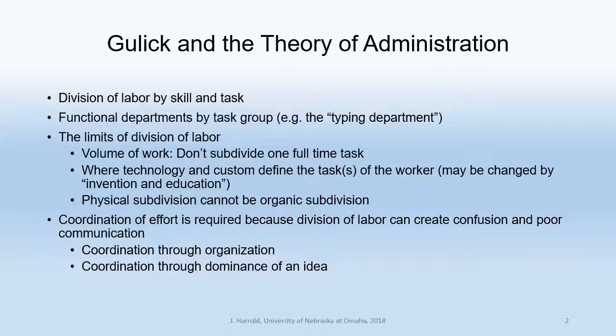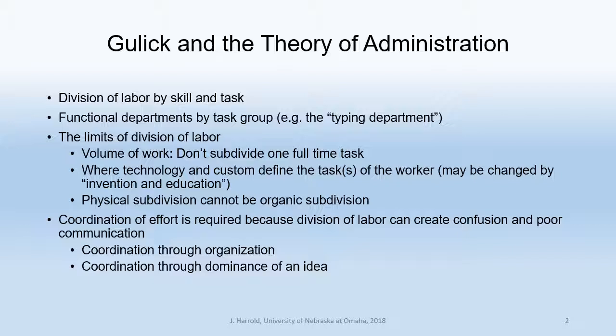So first of all, Luther Gulick. Luther Gulick wrote about the theory of administration. As I said, he was one of the leaders of what is called the Administrative Management School of Public Administration. Luther came up with this acronym called POSDCORB, which we've probably touched on before. I'm going to touch on it again later on here. But Luther believed very much in an organized bureaucracy. He felt that in any executive agency, there should be division of labor by skill and task. He believed in functional departments by task group, for example, the typing department. And he believed that there were limits on the division of labor. So in other words, you could actually divide labor too much.